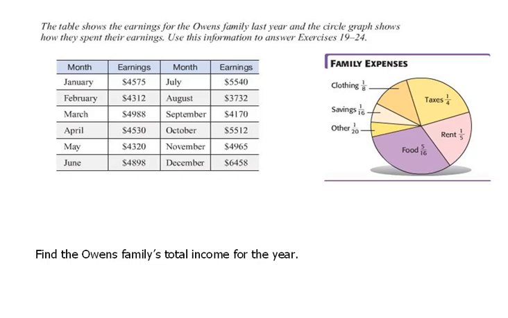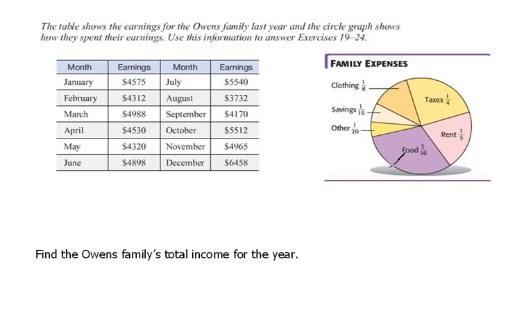Here we go with yet another application problem, and this one says the table shows the earnings for the Owens family last year, and the circle graph shows how they spent their earnings. So we're going to use this to answer our questions. Here's their table that has each month and their monthly income or their monthly earnings.